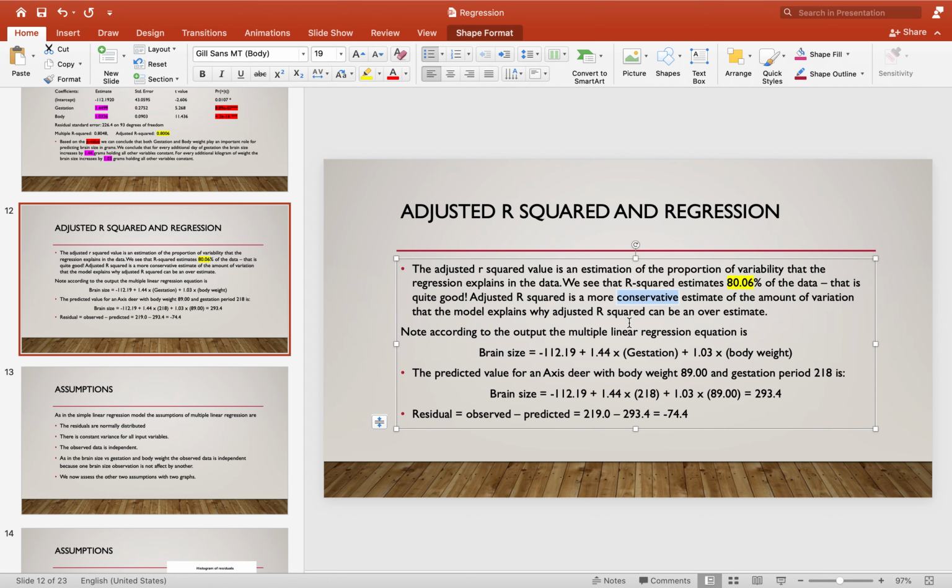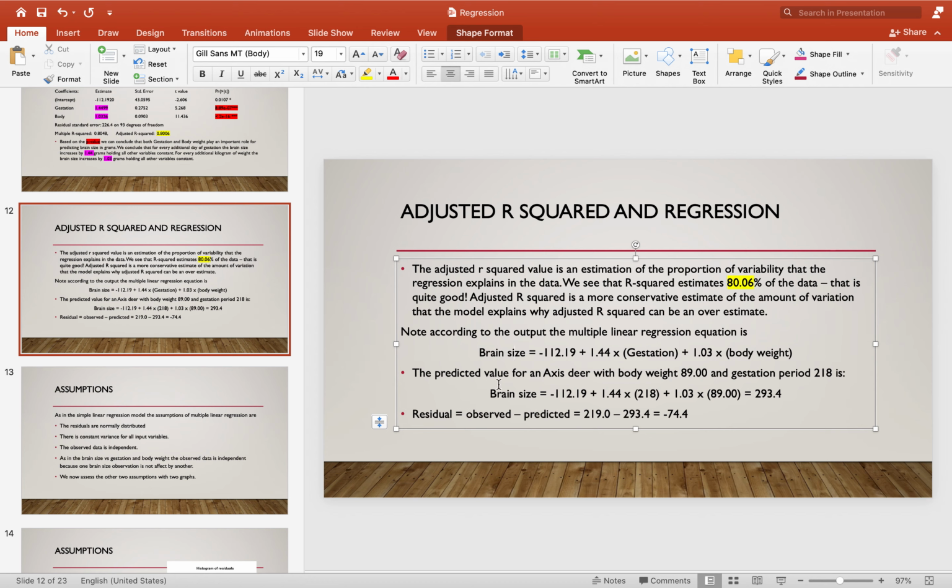So just going back to the equation from the output, we can form the equation just by using the estimates. Our brain size is predicted by minus 112.19 plus 1.44 times gestation plus 1.03 times body weight. And that comes from the regression equation, or the output. Any time we include an extra variable, we have to re-estimate the regression equation, because notice it changes slightly.